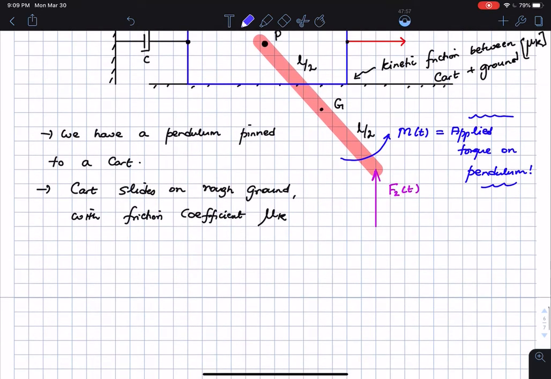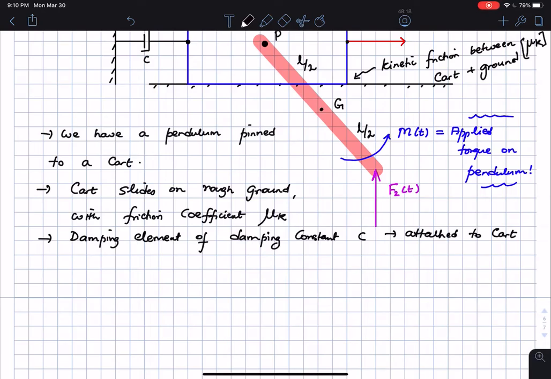Okay, and let me also write that there is a damping element of damping constant c attached to the cart. Okay, then there is a spring element attached to the cart, and the stiffness is k.